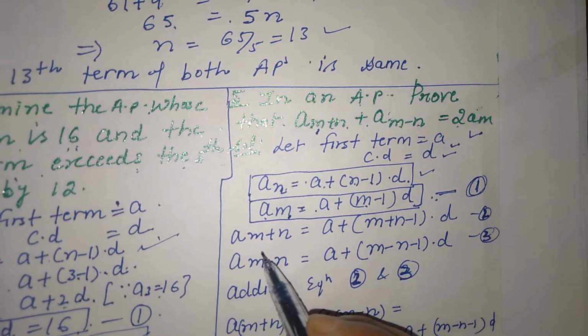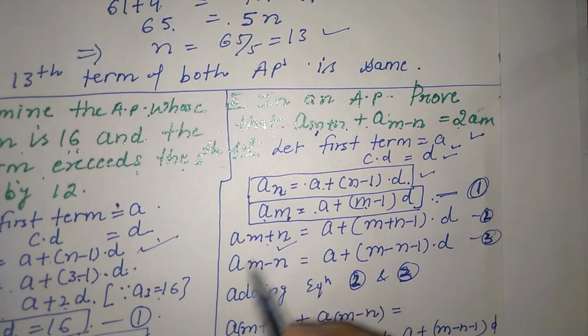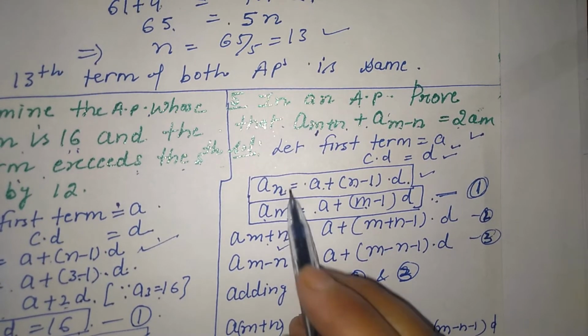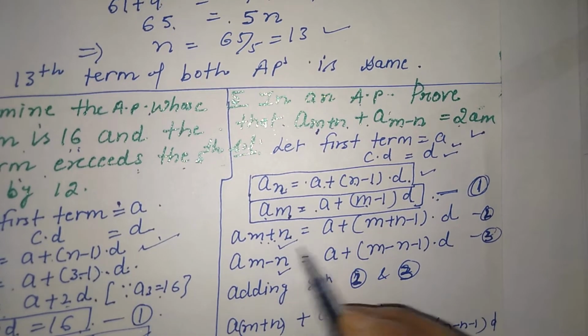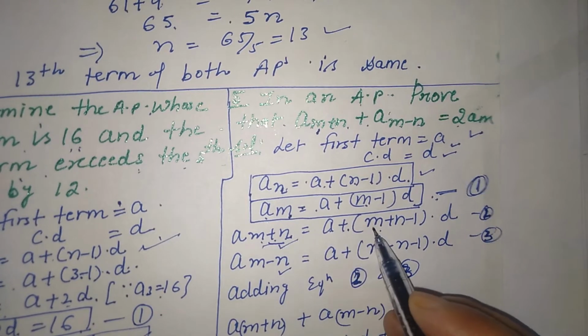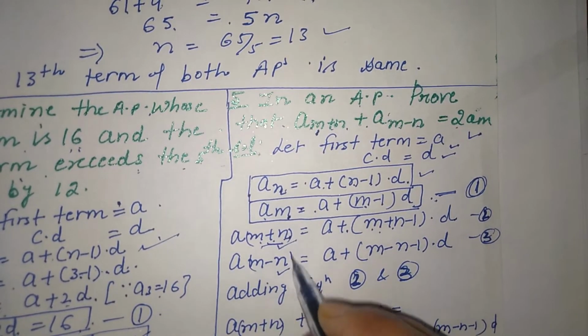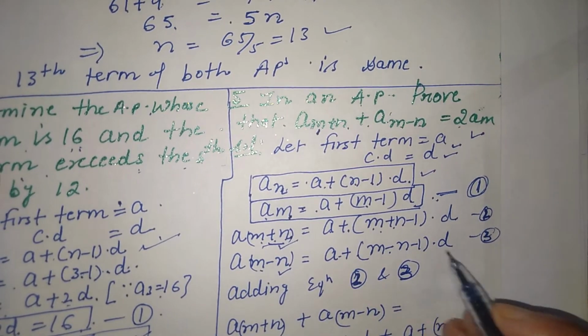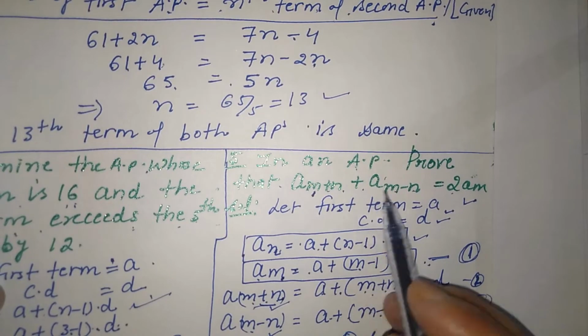Now it is given a(m plus n). First we will find it here; similarly we can write for m plus n and for m minus n. So replace our n by m plus n. So a plus m plus n minus 1 into d. Similarly for m minus n, a plus m minus n minus 1 into d. So here we have, because in the question we have to add.